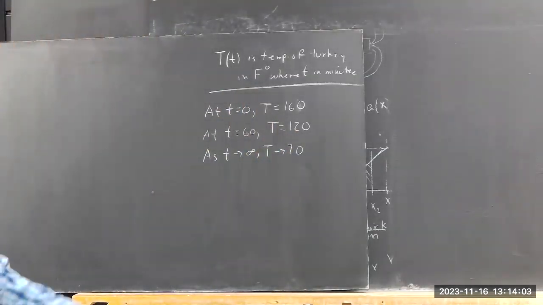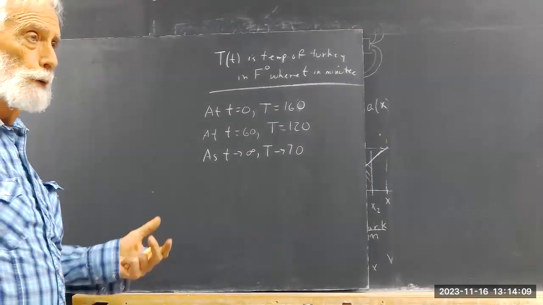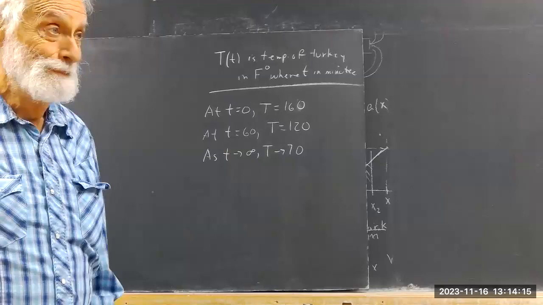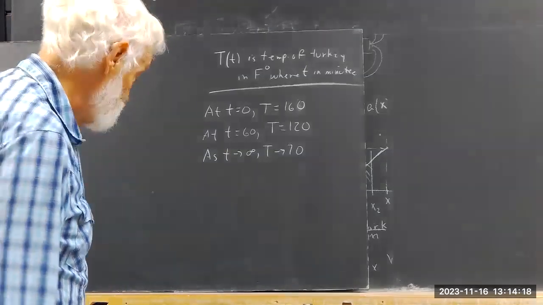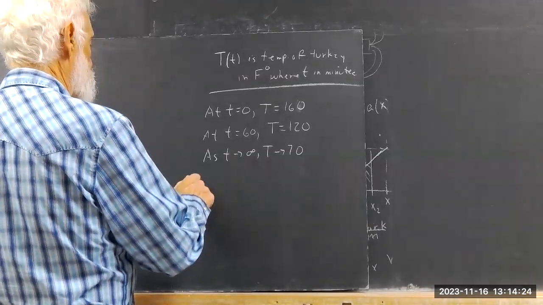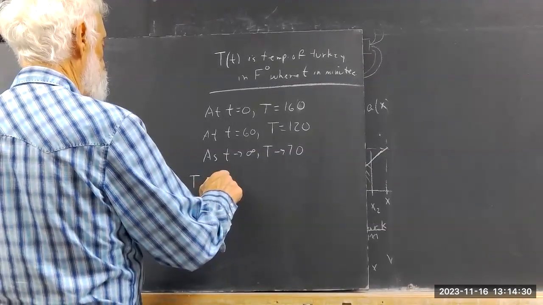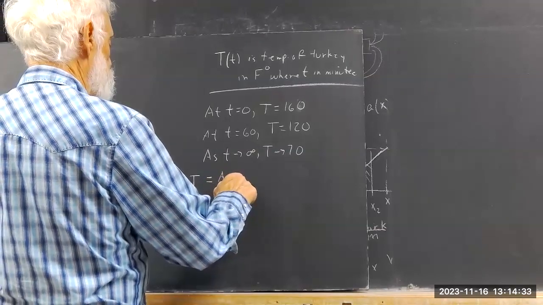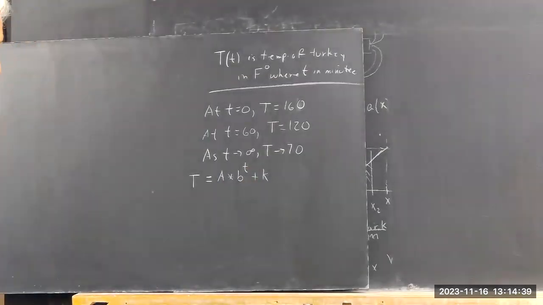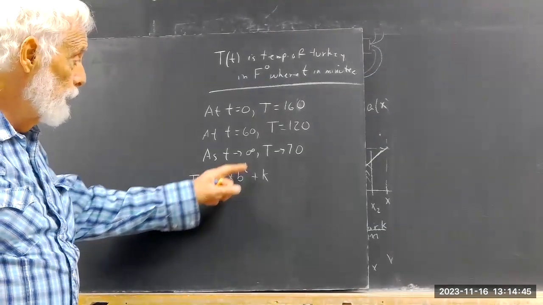There are all kinds of things that really go on with a turkey. So this isn't a perfect model, but it's not a bad model. And if you're running a restaurant, it can give you a timeline of when you ought to slice that turkey and serve it. Okay. All right. So there's an exponential model. Okay, temperature is A times B to the T plus K.